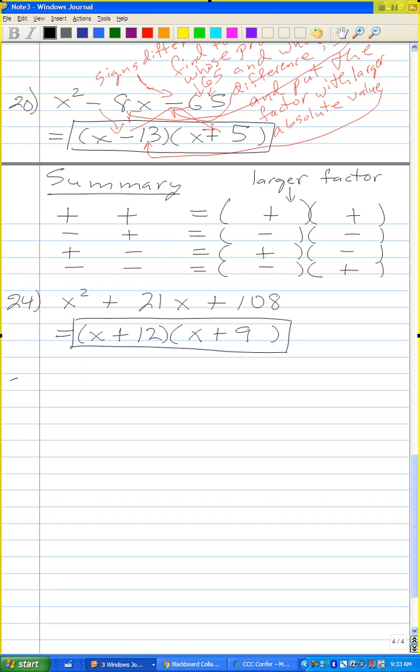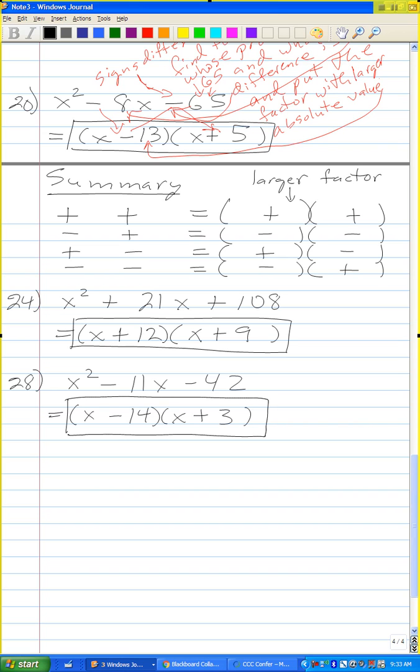Let me do problem number 28. X squared minus 11x minus 42. And so, again, this is a monic polynomial. So I'll put down the x, bring down the minus times minus is plus. I want two whole numbers whose product is 42 and whose difference is 11, 14 and 3, and I put the larger factor first.